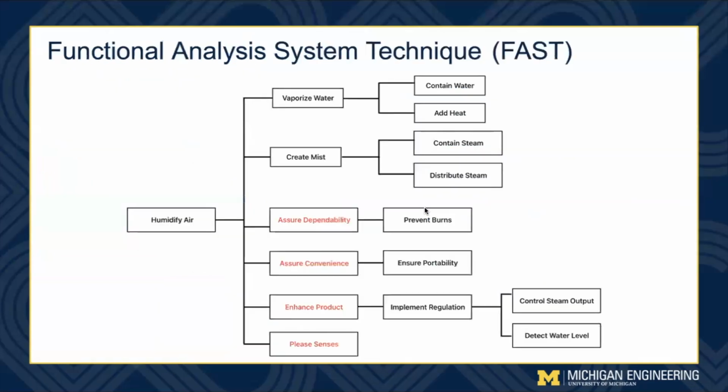Humidifying air is the main function of the personal humidifier. This task is accomplished through the primary basic function of vaporizing water, which is further supported by two secondary functions, containing the water and adding heat. Furthermore, the second main function is creating mist, which is then followed by the two secondary functions, containing steam and distributing steam. Additional functions fall under the categories of assuring dependability, convenience, product enhancement, and pleasing senses.